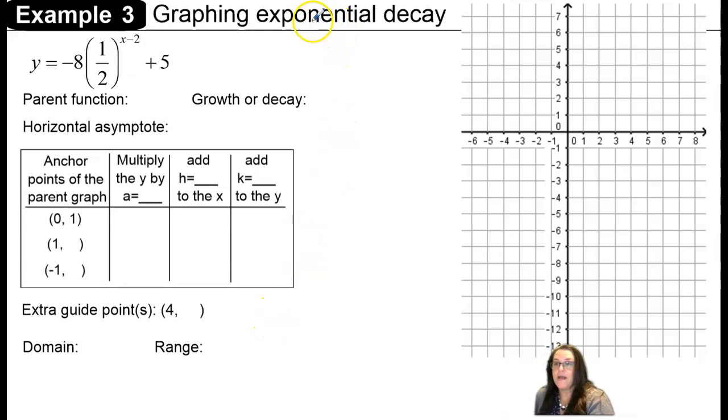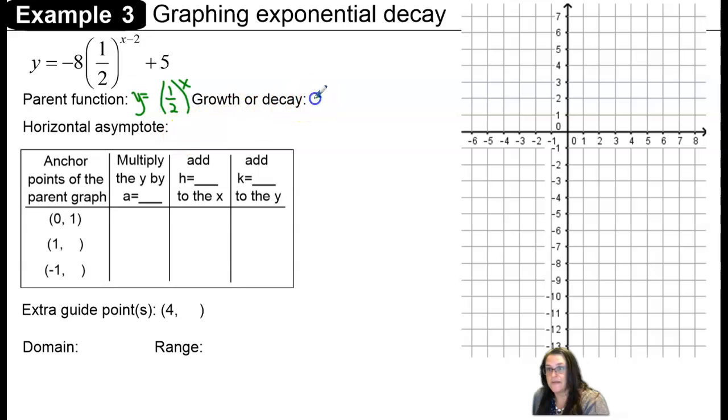Welcome back to example 3 in our notes for graphing exponential functions. In example 2 and the one after, we looked at how to graph exponential growth. The process is exactly the same for exponential decay. The only change is that our parent function has a base that is between 0 and 1 non-inclusive. So the parent function equation here is y equals 1/2 to the x power.